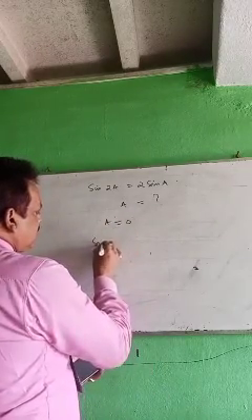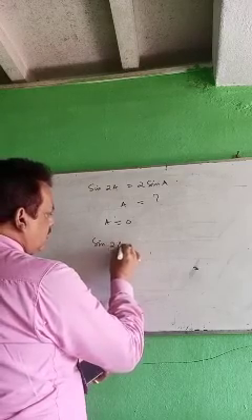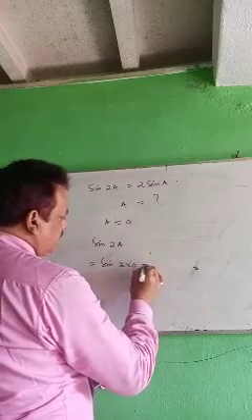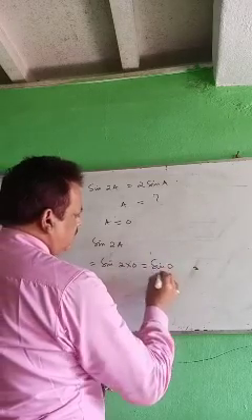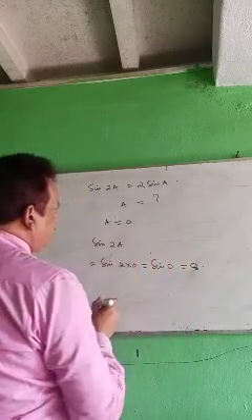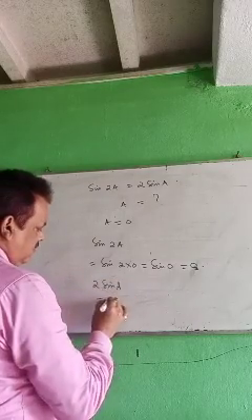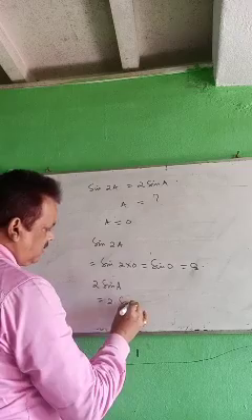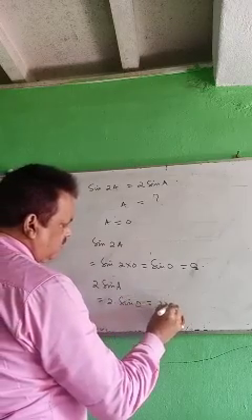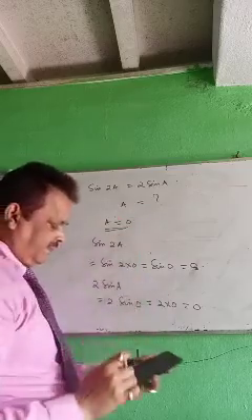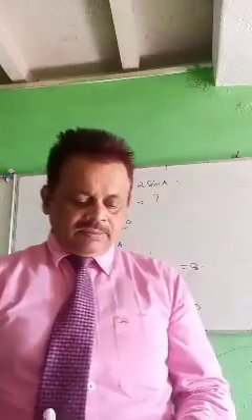Why? Sin 2A, sin 2 into 0, sin 0. Sin 0 is 0. 2 sin A, 2 into sin 0, that is 2 into 0, that is also 0. That means the value of A is 0 degree. Okay.